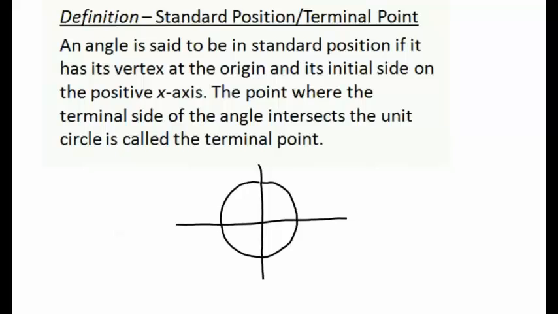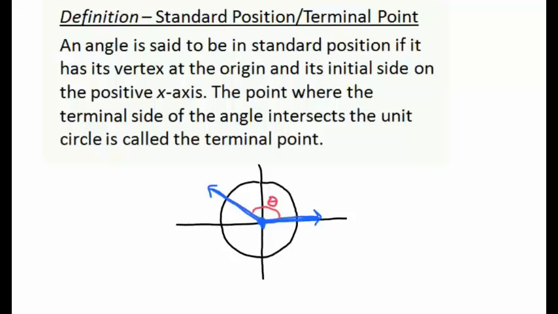Next, I want to talk about standard position and terminal points of given angles. We say that an angle is in standard position if its vertex is at the origin on the xy plane, and its initial side is on the positive x-axis. So, for example, I need to put my vertex here at the origin, have my initial side in blue running along the x-axis, and then my terminal side could be anywhere. So this might be the terminal side of my given angle. So this angle here in blue is in standard position.